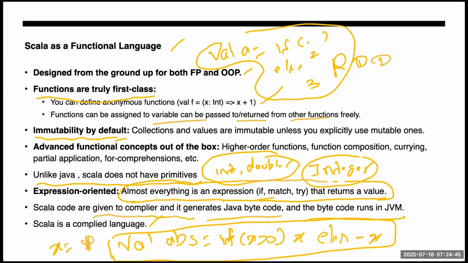Let's suppose we give it 1. Then it will return x as 1. If I give it minus 1, it will return 1 also, because I am telling it, else return minus x, so minus 1 into minus 1 equals plus 1. So anyway, I just want to show you that you can return an if statement's output into some variable in Scala.